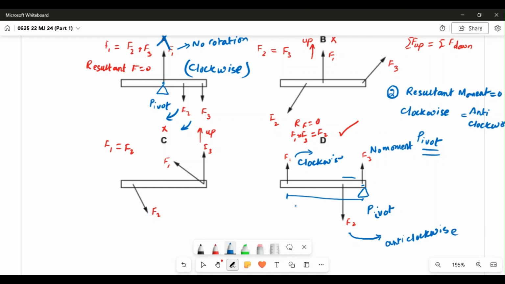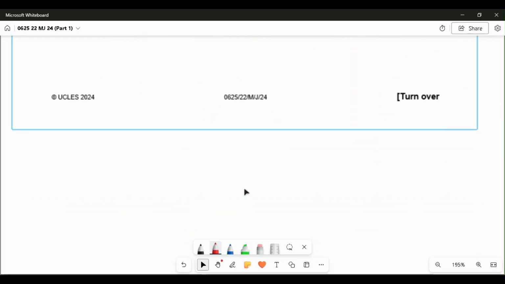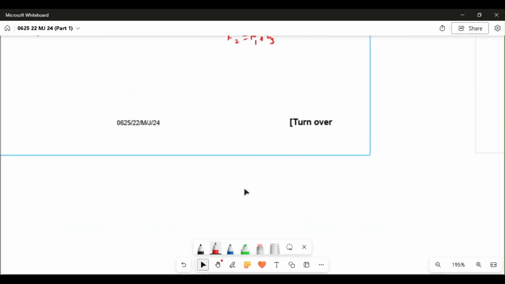So there is a chance that the clockwise moment will be equal to the anti-clockwise moment, and none of the other options seem to be correct. So the only correct option for this question seems to be D. But if the values are given, then it will be more accurate to find.